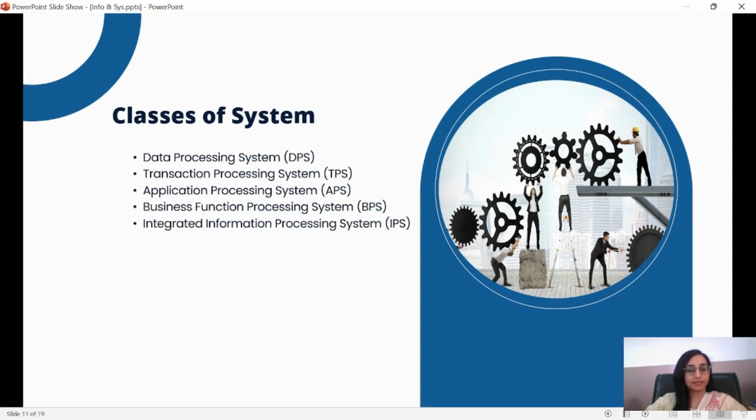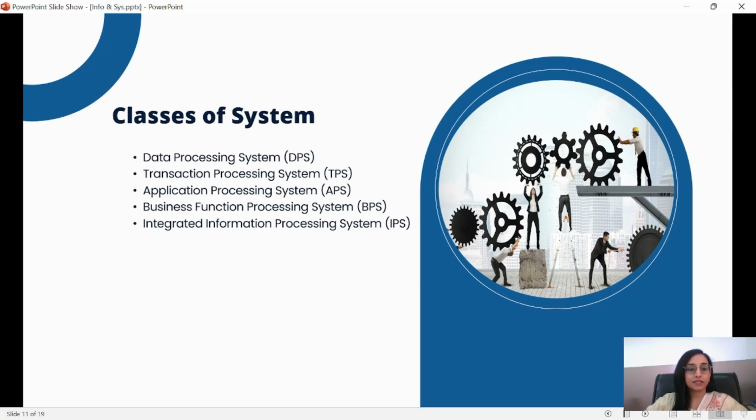Our next topic is classes of system. There are 5 classes of system. First is data processing system, which is known as DPS. Second is transaction processing system, called TPS. Then we have application processing system, called APS. Fourth one is business function processing system. This is known as BPS. And last we have integrated information processing system, which is called IPS. Let's discuss all these classes one by one.